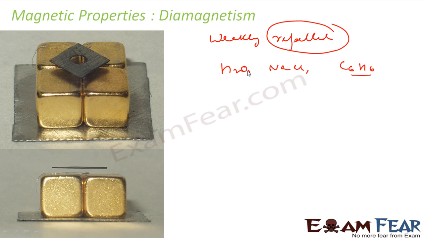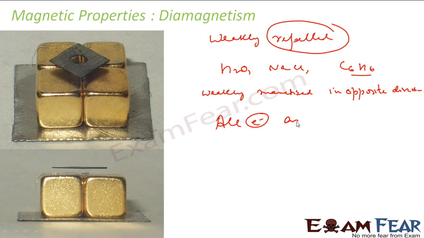They are weakly magnetized again in the presence of a magnetic field, but in the opposite direction, and that's why they repel. Here there are no unpaired electrons. All electrons are paired. If you draw the molecular orbital diagram of this, you will see that all the electrons are paired. The pairing of these electrons cancels the magnetic moment, and thus they lose magnetic character.